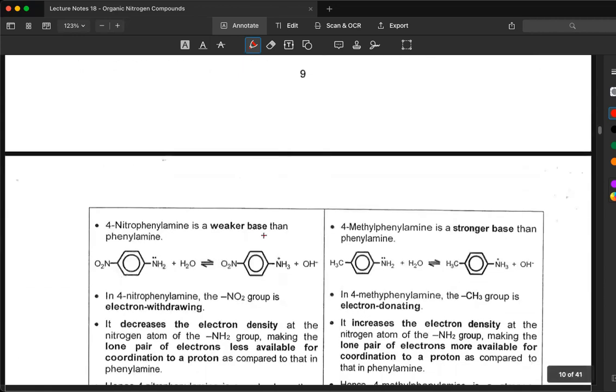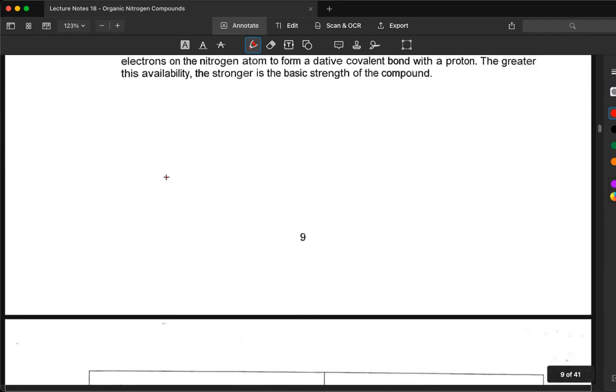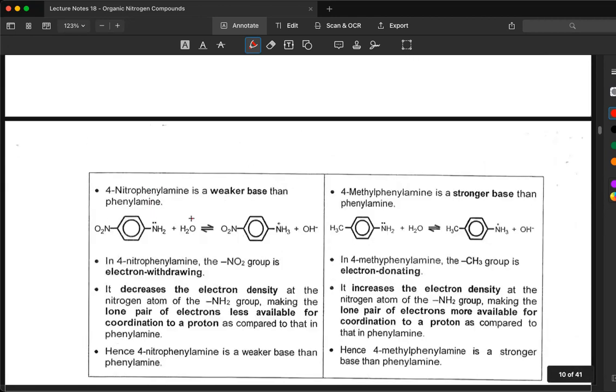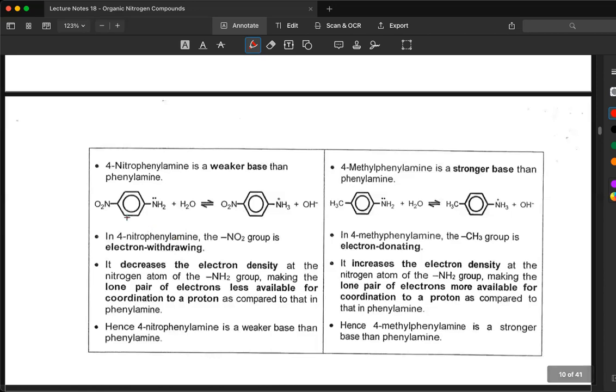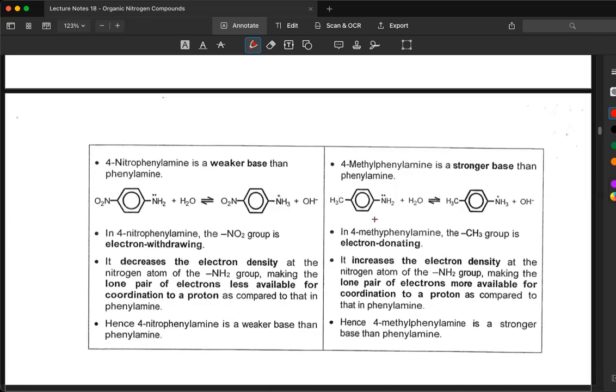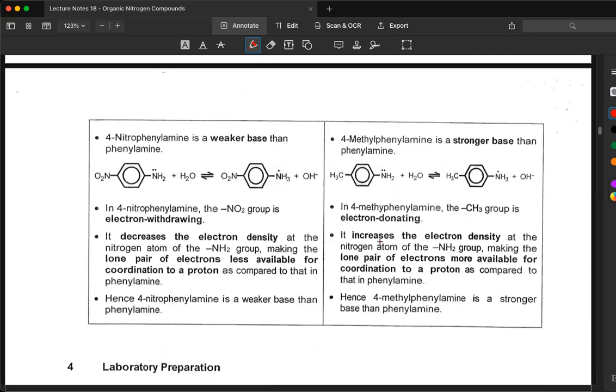All right, so why is this so? Why is 4-nitrophenylamine a weaker base than phenylamine? In 4-nitrophenylamine, the NO2 group is electron withdrawing. So it will decrease the electron density at the nitrogen atom of the NH2 group, making the lone pair of electrons less available for coordination to a proton compared to phenylamine itself. 4-methylphenylamine is a stronger base because the CH3 is electron donating. That will increase the electron density at the nitrogen atom of the NH2 group, making the lone pair of electrons more available to form coordination to a proton.